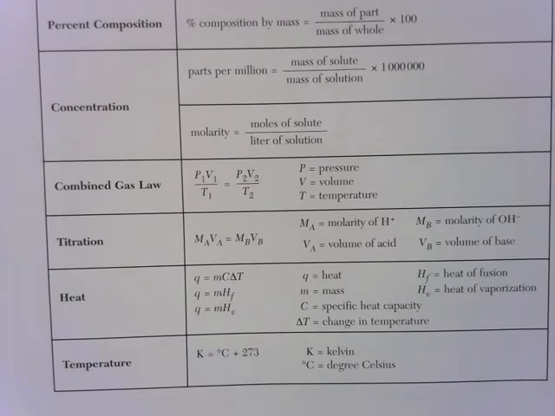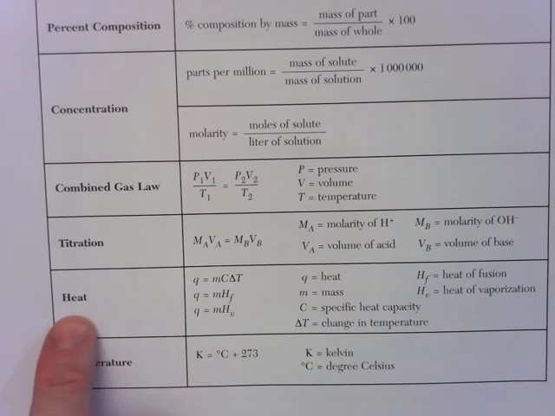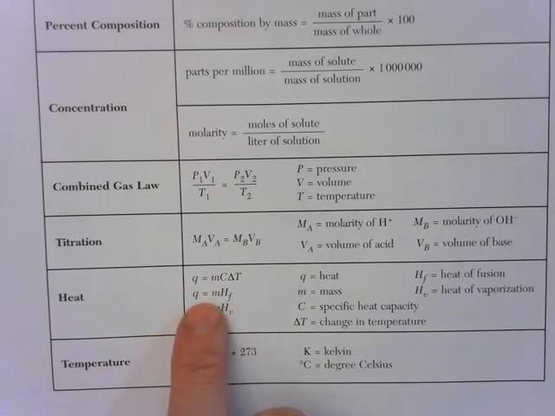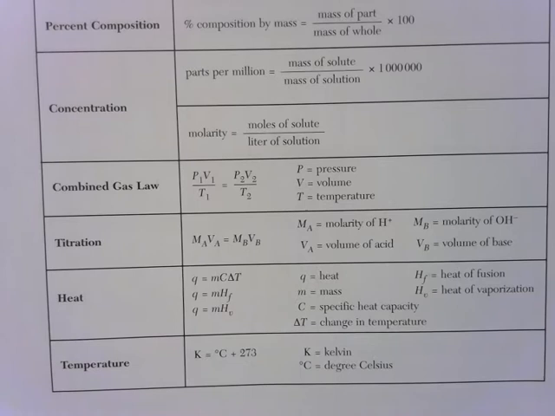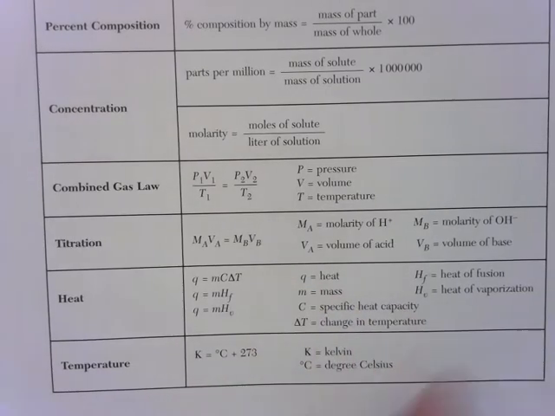So if you were to look at the back of a Regents reference table, you'll see toward the bottom there is a section called heat. And next to that are three different heat equations. And next to those are the definitions of the symbols. So let's start with the first heat equation.